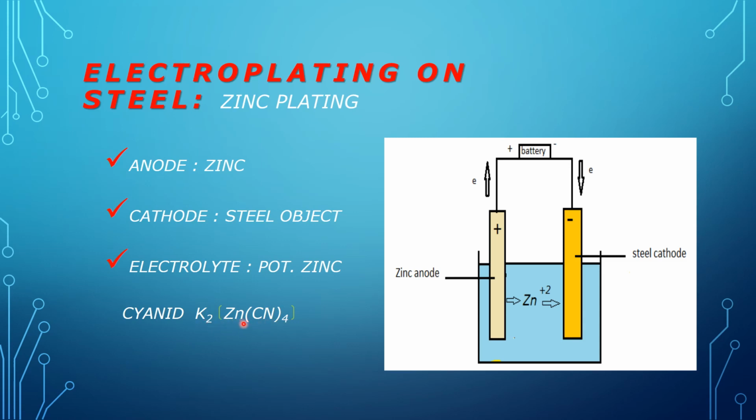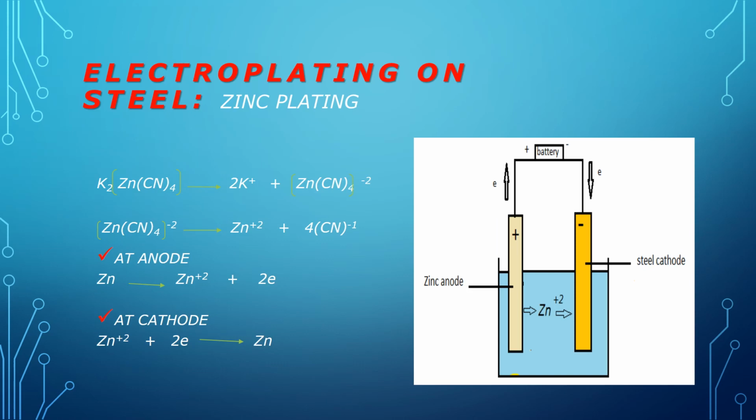This potassium zinc cyanide will ionize into potassium ions, zinc ions and cyanide ions. It is these zinc ions that will be electroplated at steel cathode. Sulfuric acid in a few drops is also added to avoid hydrolysis, meaning breakdown of water molecules.